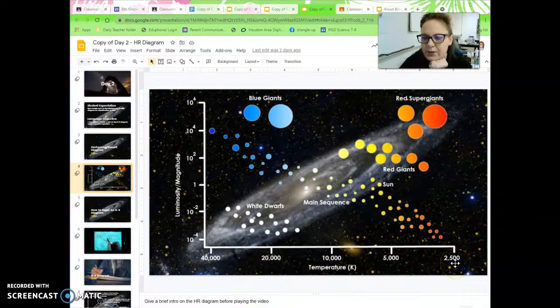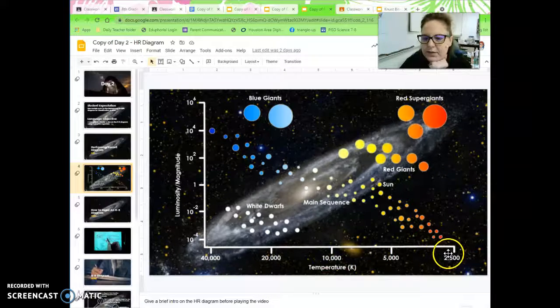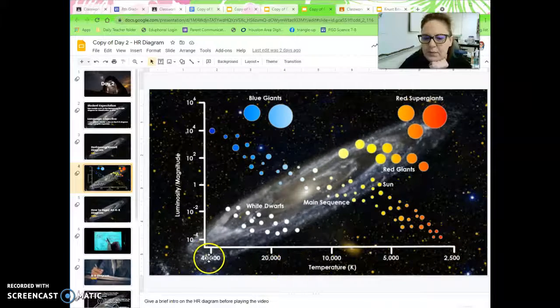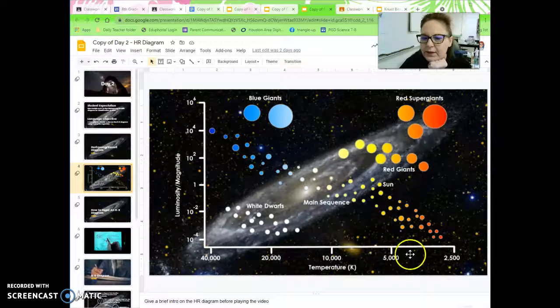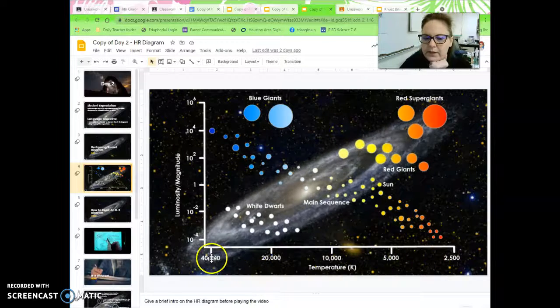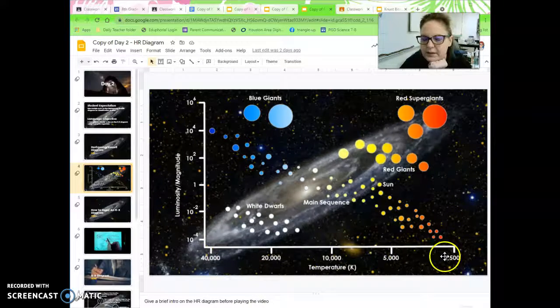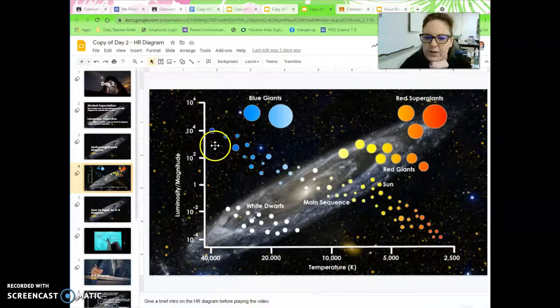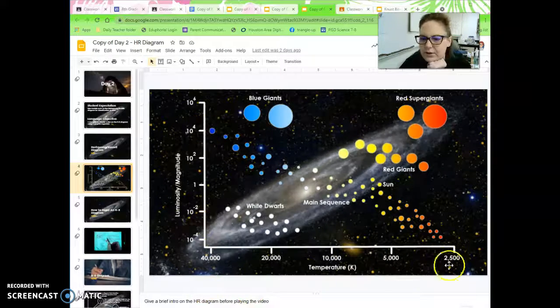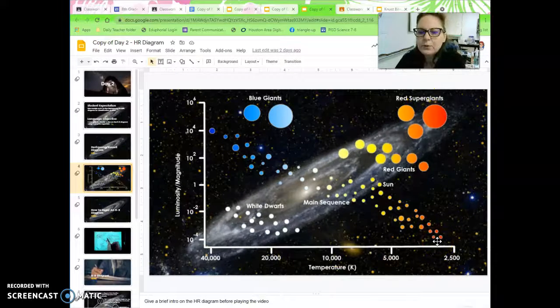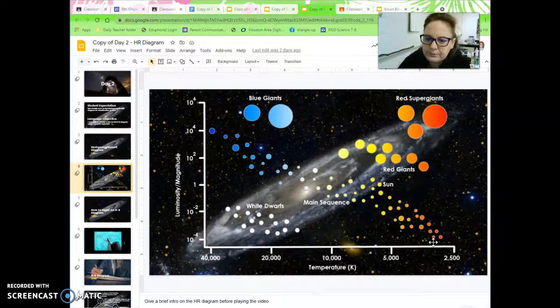2,500 is the coolest temperature, but they are decreasing. This goes against basically every graph that you've probably seen. Most of the time they increase from left to right, and this one is decreasing from left to right instead, which means all of the hottest stars are over here, and all of the coolest stars are over here, which brings up another interesting point.